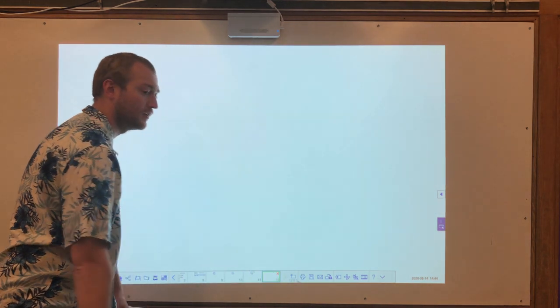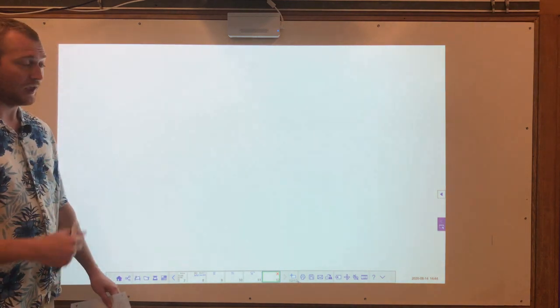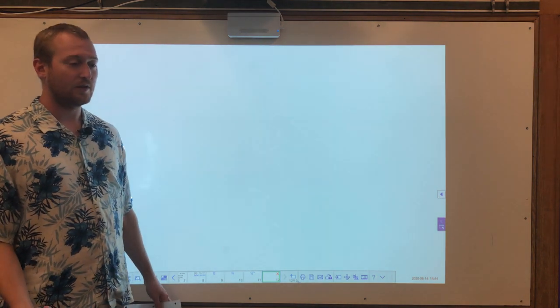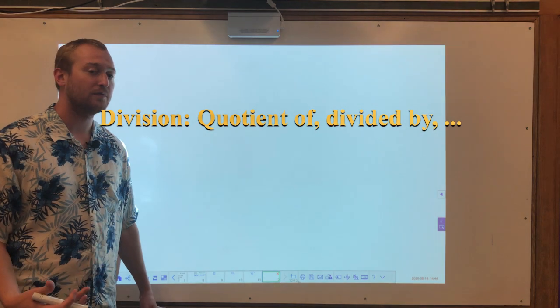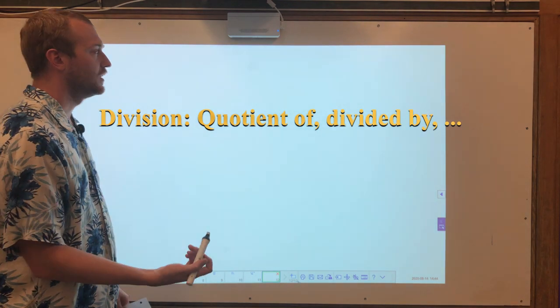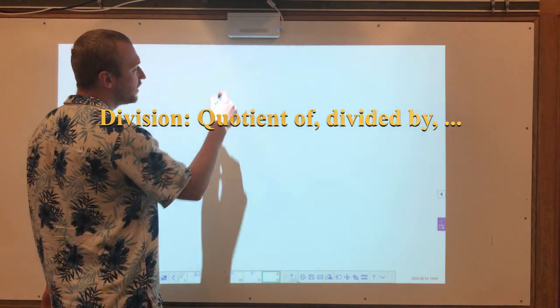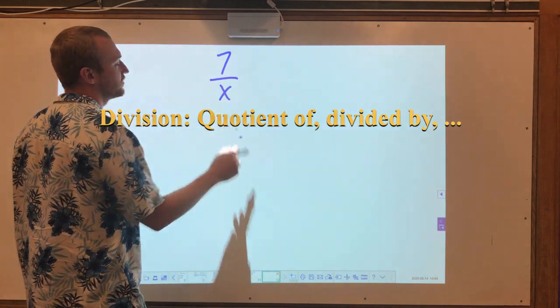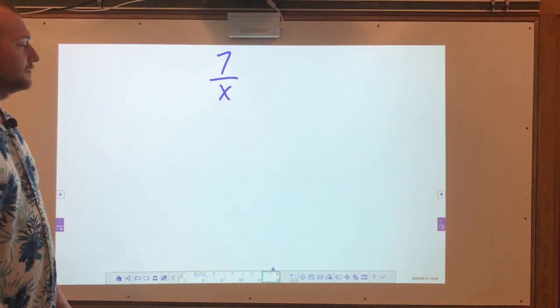Lastly, we have division. With division, we have ways of saying it like the quotient of or divided by. 7 divided by some number x, 7 divided by x. Pretty straightforward.